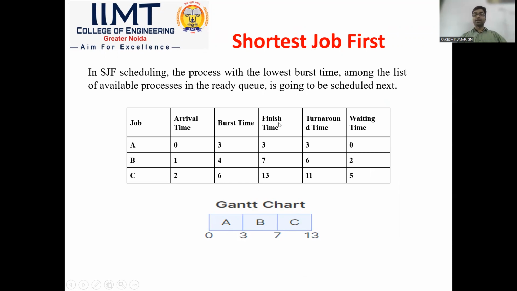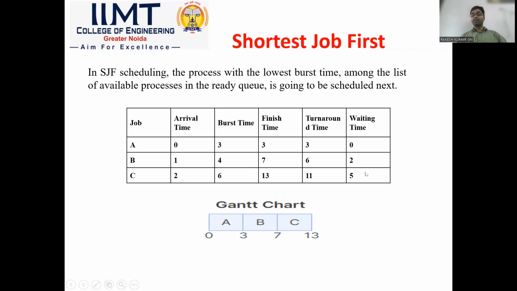And what about the turnaround time? As I have told you, the formula for turnaround time is completion time minus arrival time. So for process A, 3 minus 0 is 3, and the turnaround time for process B is completion time minus arrival time, so 7 minus 1 is 6, and for the last process, C, 13 minus 2 is 11.